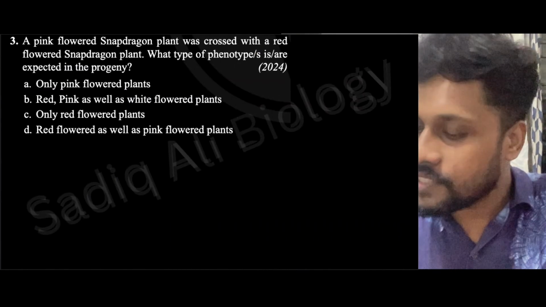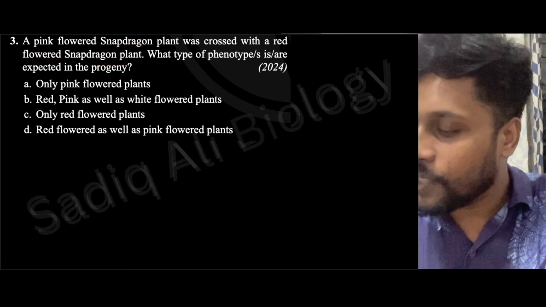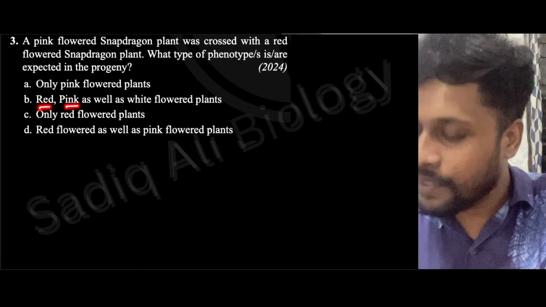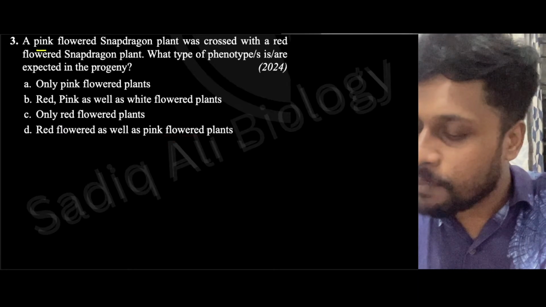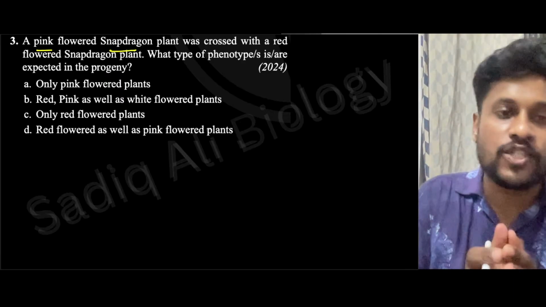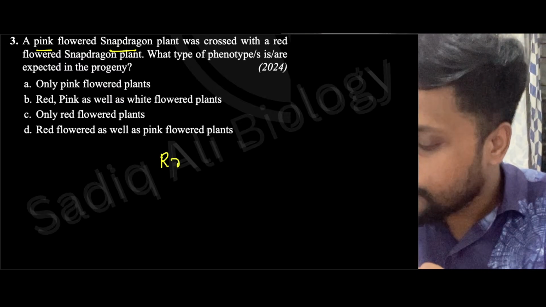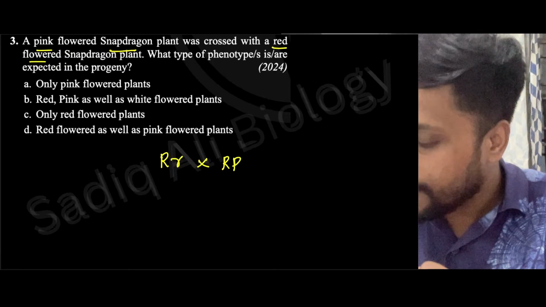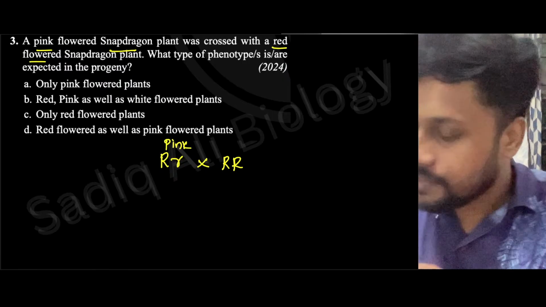A pink flowered snapdragon was crossed with a red flowered snapdragon plant. What type of phenotypes are expected in the progeny? Only pink flowered plant, red, pink as well as white flowered plants, only red flowered plant, red flowered as well as white flowered plant. So what will be the answer? Here they have mentioned pink snapdragon. Snapdragon shows pink color because of incomplete dominance. So here the pink flowered plant, capital R small r, is crossed with a red flowered plant, which means capital R capital R. What type of phenotypes are expected? This is pink and this one will be red.